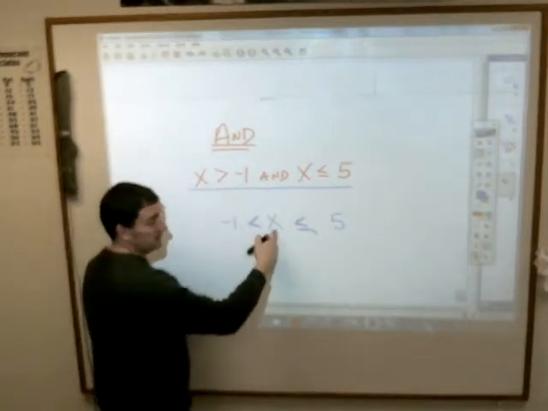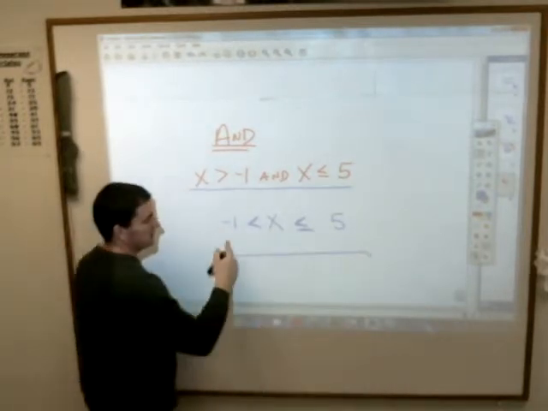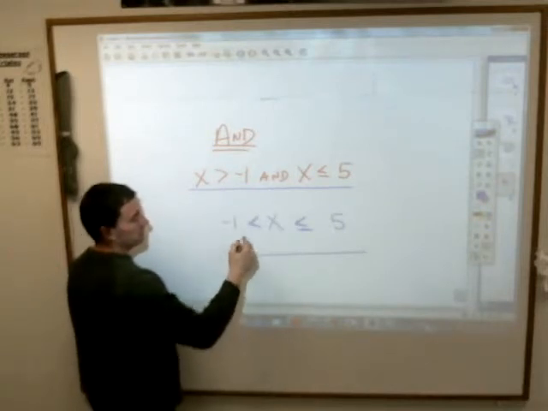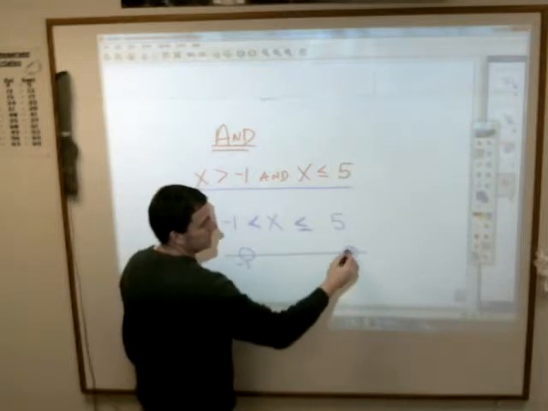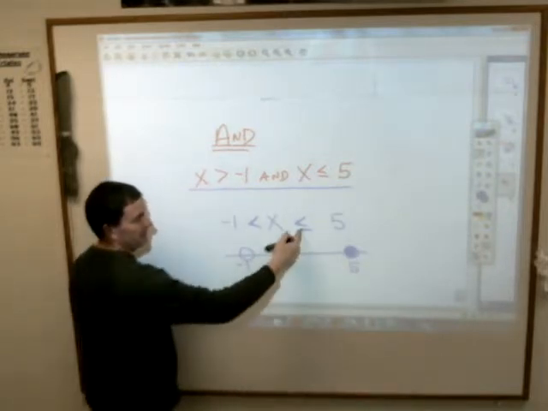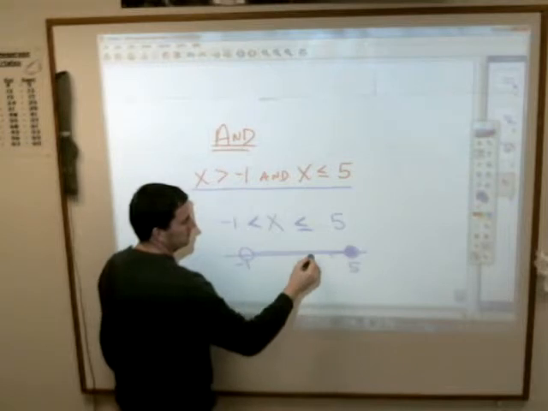And it's really easy to graph this. Here at -1 there's a circle, it's open because it's not equal to. Here at 5 there's a circle, it's colored in because it can be equal to, and then you color in the middle.